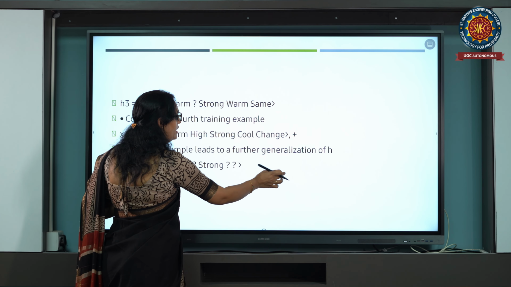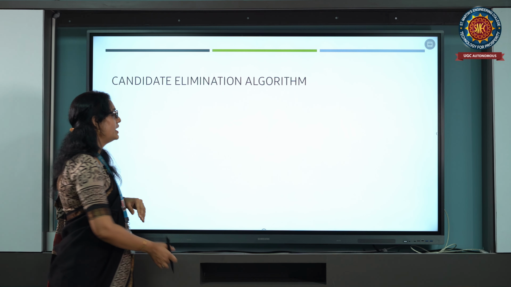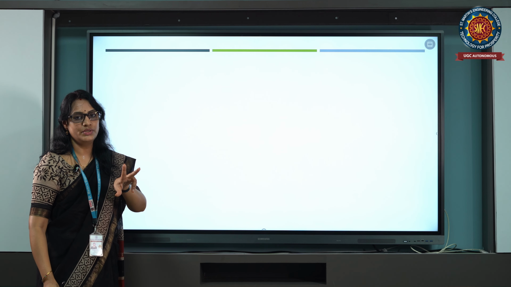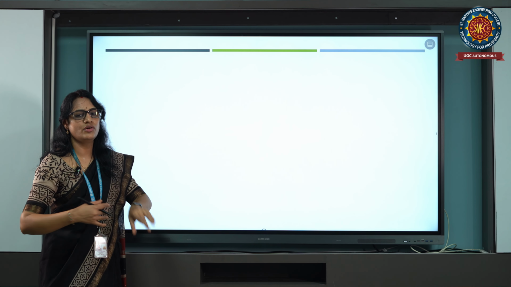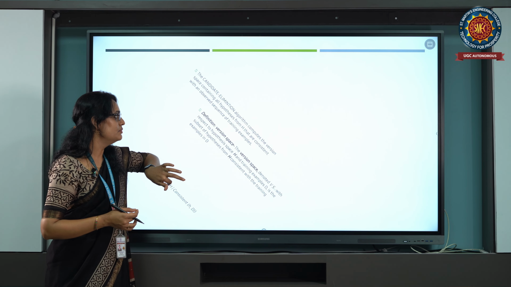So what I'm doing, I just went to the candidate elimination algorithm. The good thing about the candidate elimination algorithm is that it is going to deal with both positive examples and negative examples. Every time I'm talking about positive and negative examples. What are these positive and negative examples?